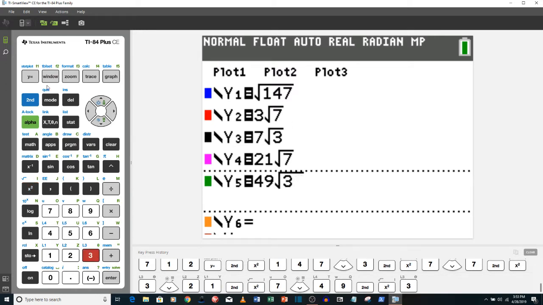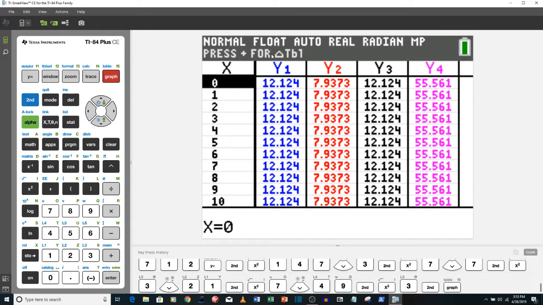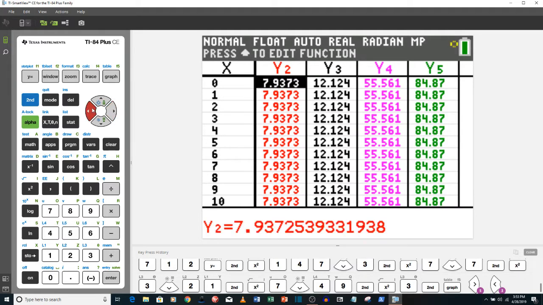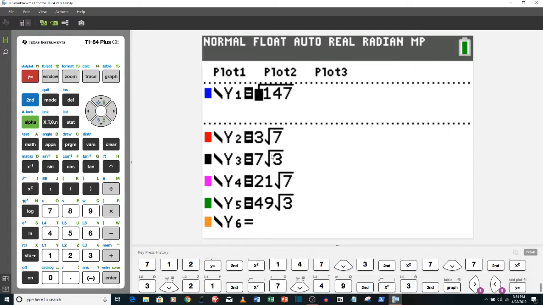And if you did it this way, you can just hit second graph and look to see where the y1 values, which is the square root of 147, matches up with one of the other answers. Now, y2 was answer choice A. Those don't match. y3 was answer choice B. They all match, okay? And none of the others match. So it has to be whatever y3 was, and y3 was 3 times the square root of 7, which was answer choice B.